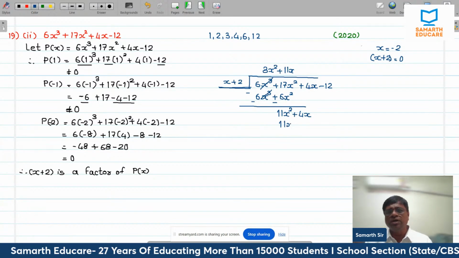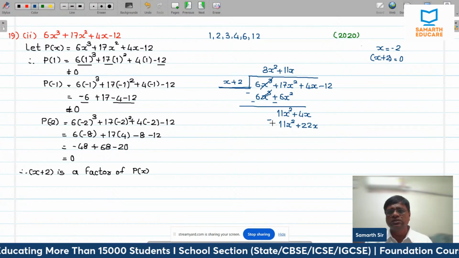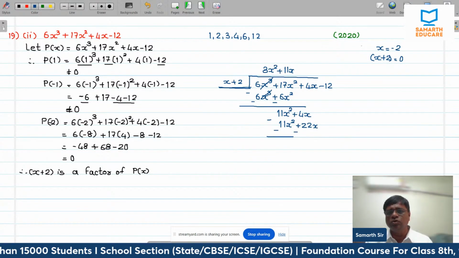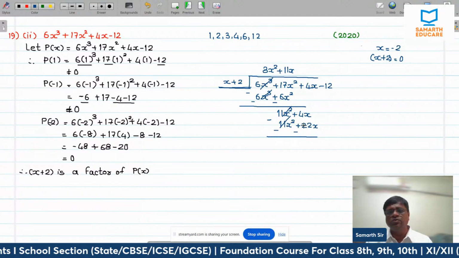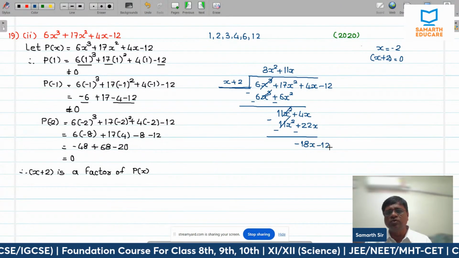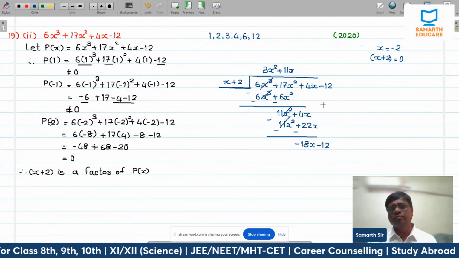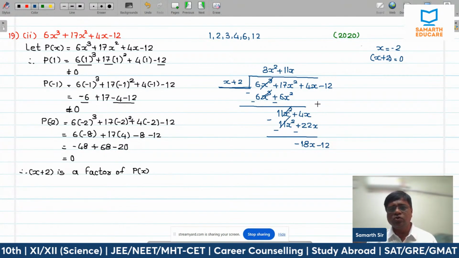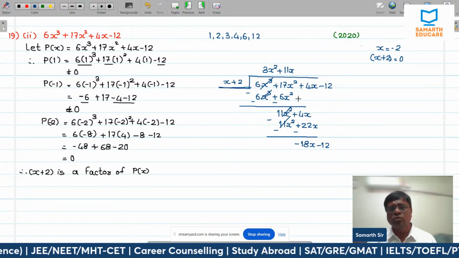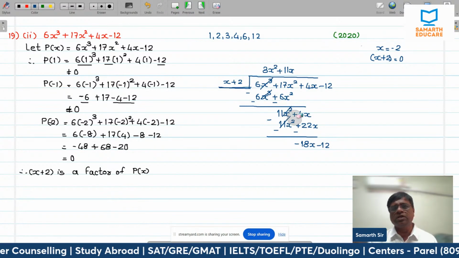11x square it becomes plus 22x. सब्ट्रैक्ट करते हैं, साइन चेंज हो जाएगा, 11x² कैंसिल, दिस इज -18x and -12. सो वंस अगेन कुछ तो वंस अगेन मैंने गड़बड़ किया.